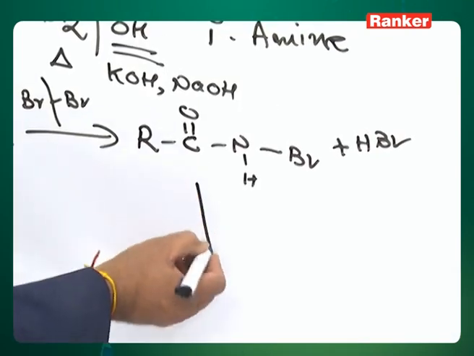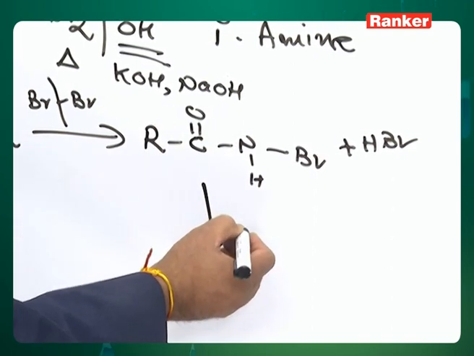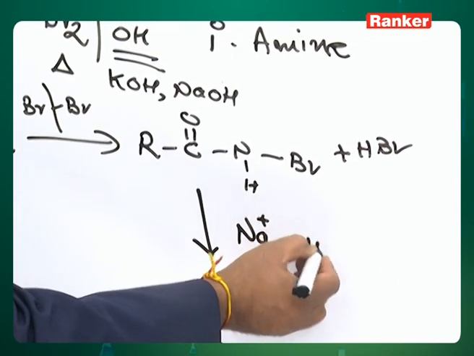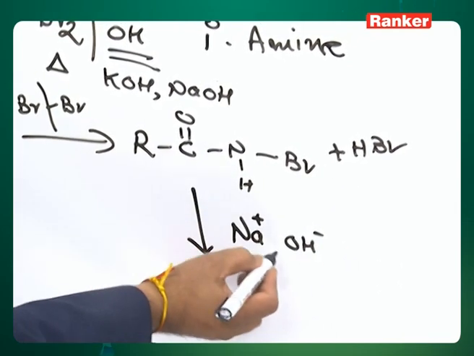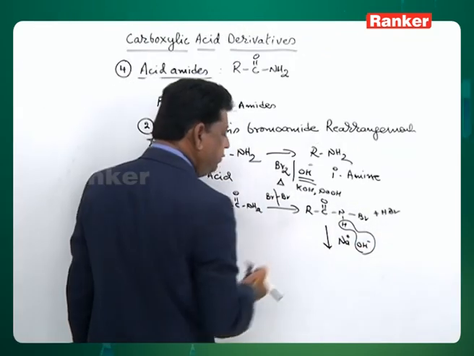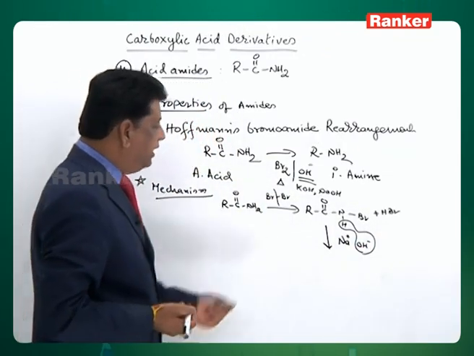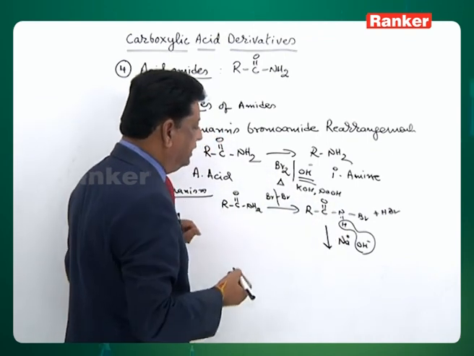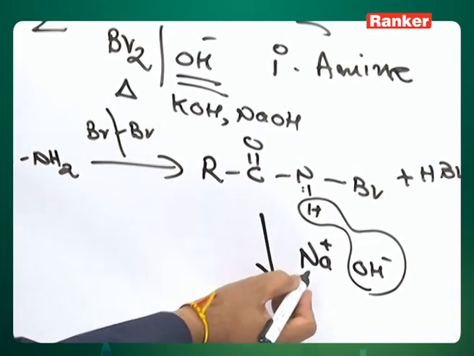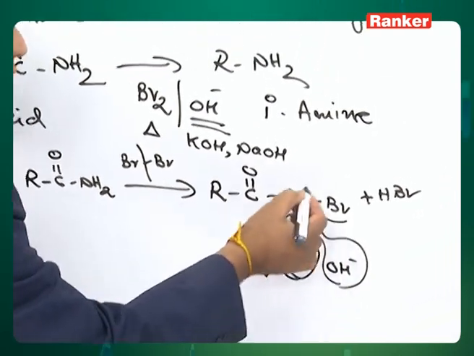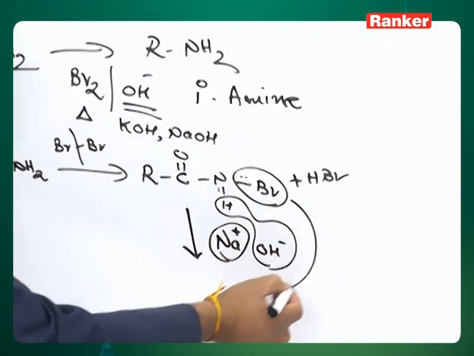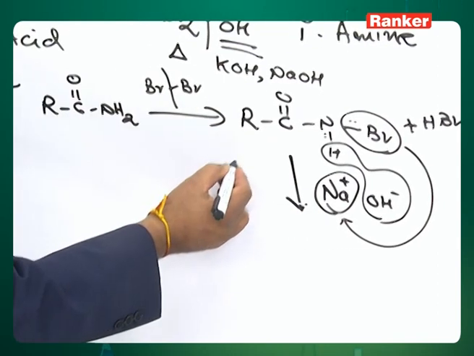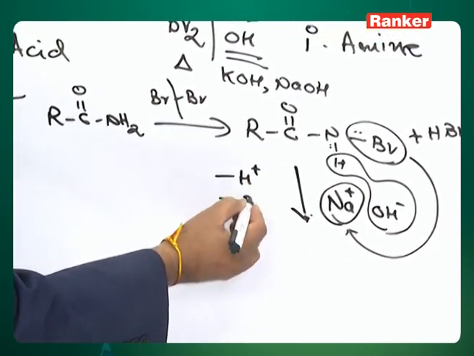This compound once again reacts directly with the base, for example, sodium hydroxide, Na plus and OH minus. The OH minus will take away the H plus. So, the base has got another role now: it will take away the hydrogen from the N, leaving the electron pair on the nitrogen only. So, it will become a minus now. The bromine will leave as Br minus with the 2 electrons. So, from here what is happening is removal of H plus and removal of Br minus.